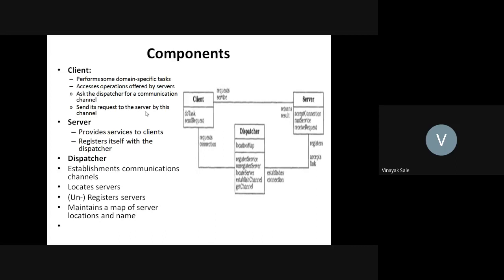Then the dispatcher establishes the communication channel, locates the server, registers or unregisters servers, and maintains a map of server location and name. So this is a figure of the components: client, server, dispatcher. The client communicates with the server with a request for a service. The client has parts, does a task, and sends a request. The client also sends a connection request to the dispatcher.